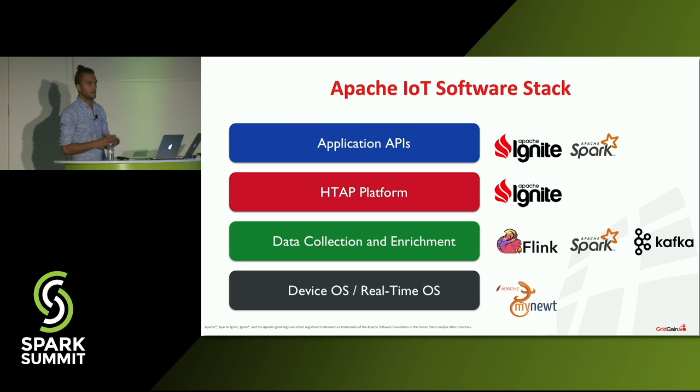Next, when the data is sent from Apache Mynewt-enabled devices, it can be received by a variety of different frameworks and platforms such as Flink, Spark, or Kafka, depending on what you like most. But today we are going to talk about Spark as a solution for this specific data collection and enrichment layer.